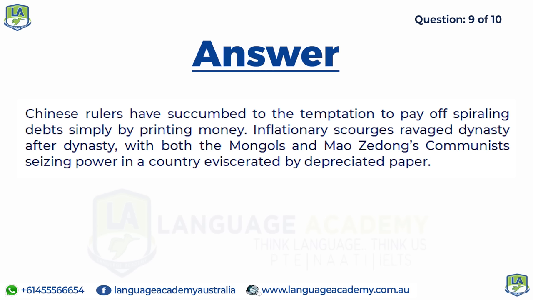Chinese rulers have succumbed to the temptation to pay off spiraling debts simply by printing money. Inflationary scourges ravaged dynasty after dynasty, with both the Mongols and Mao Zedong's communists seizing power in a country eviscerated by depreciated paper.